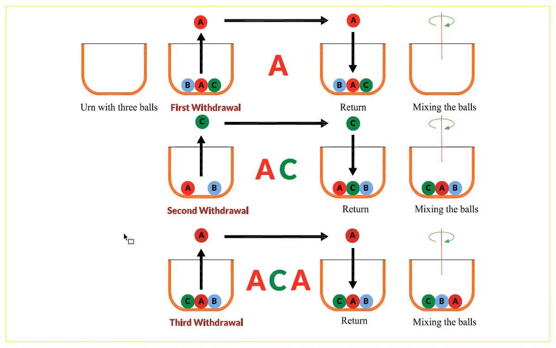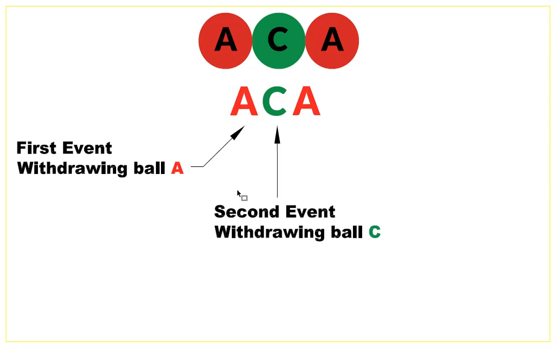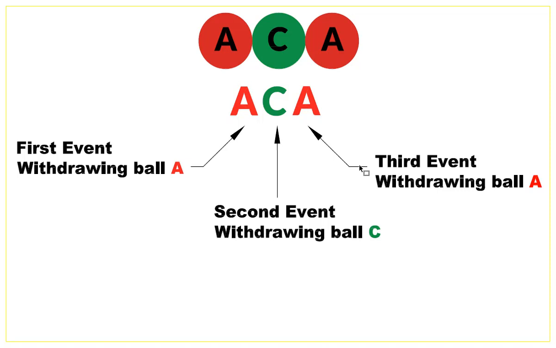So what does this sequence represent? In the sequence ACA, the first symbol represents the first event, which is withdrawing ball A, C represents the second event, which is withdrawing ball C, and A represents the third event, withdrawing ball A.